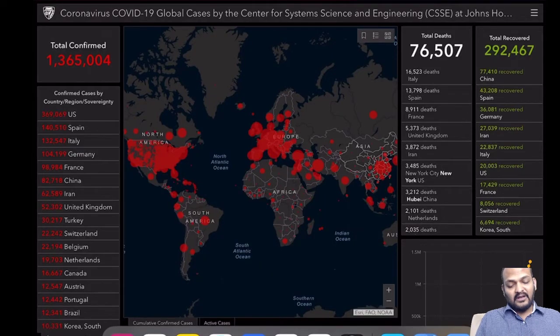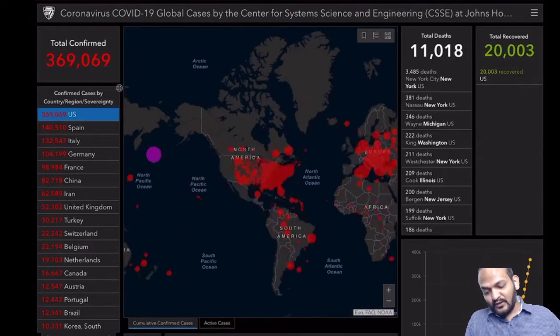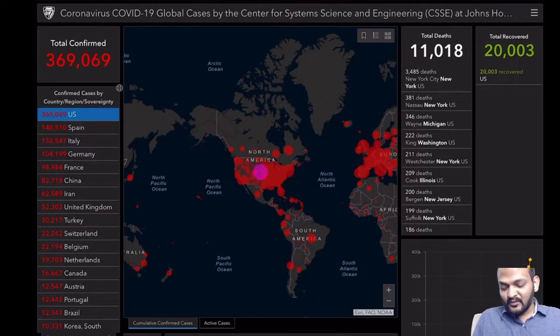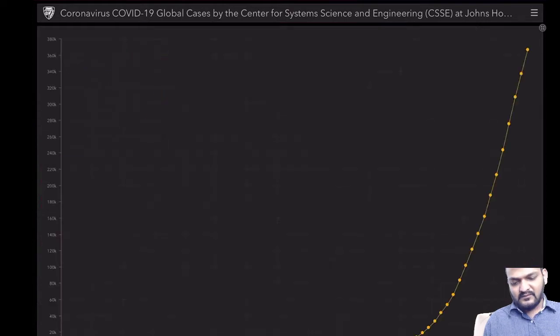So here's the data that you can get, right? Let's take a look at the U.S. Wow, it's almost 400,000. So now go back to what happened, the number of people who got infected. If you take a look at these, you can get all this data. Let me just make it bigger. So take a look at this data.